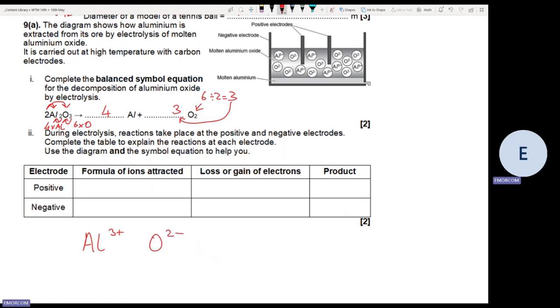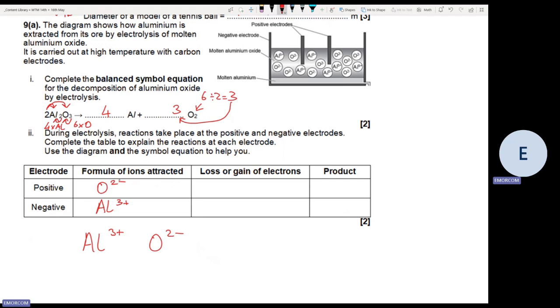Now we know that opposite charges attract. So at the positive electrode, I'm going to attract the negative ions. So that's going to be O2-. And at the negative electrode, I'm going to attract the positive ions. So that's going to be the Al3+. Now, when I get there, am I going to lose or gain electrons?